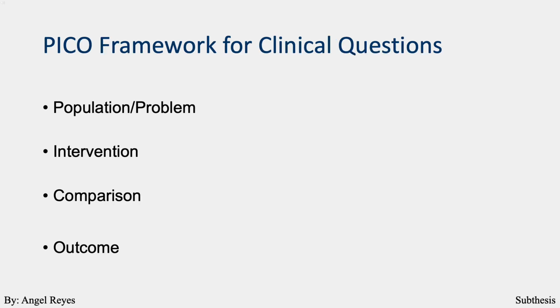The PICO Framework provides a structured approach for developing clinical research questions, particularly for intervention studies. P represents population or problem, specifying who is being studied or what condition is being addressed. I stands for intervention, describing the treatment, exposure, or approach being investigated. C refers to comparison, identifying the alternative against which the intervention is measured. O indicates outcome, clarifying what results or effects will be measured.